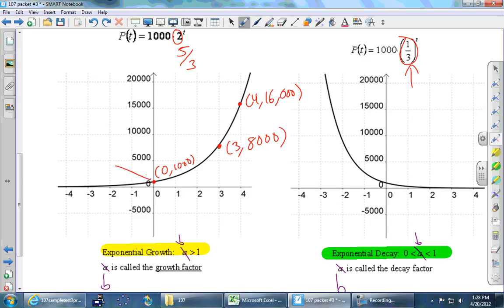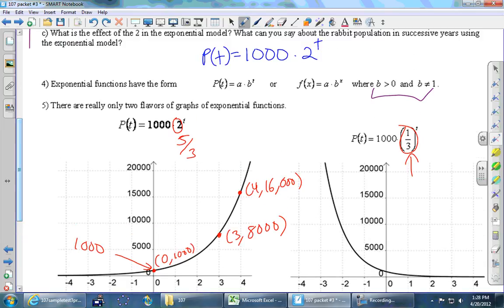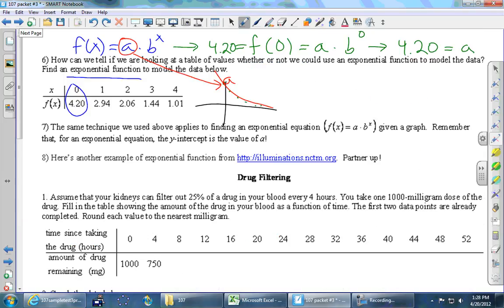You don't need to go back, but I'll just take a quick glance at this graph. What was the y-intercept for our rabbit function? 1,000. Was 1,000 the value of a in the front of our rabbit equation? Yes, not a fluke. It always happens. The a is always the y-intercept. So far, so good.